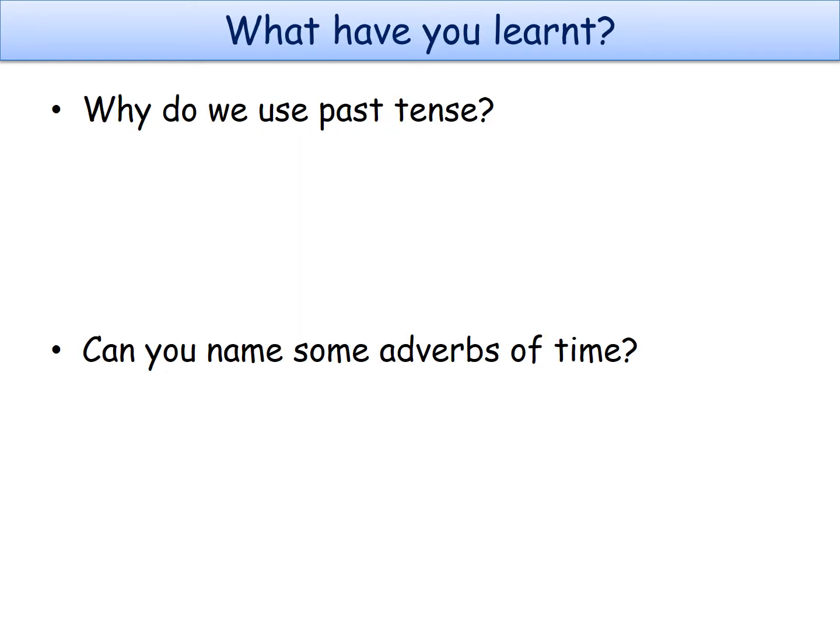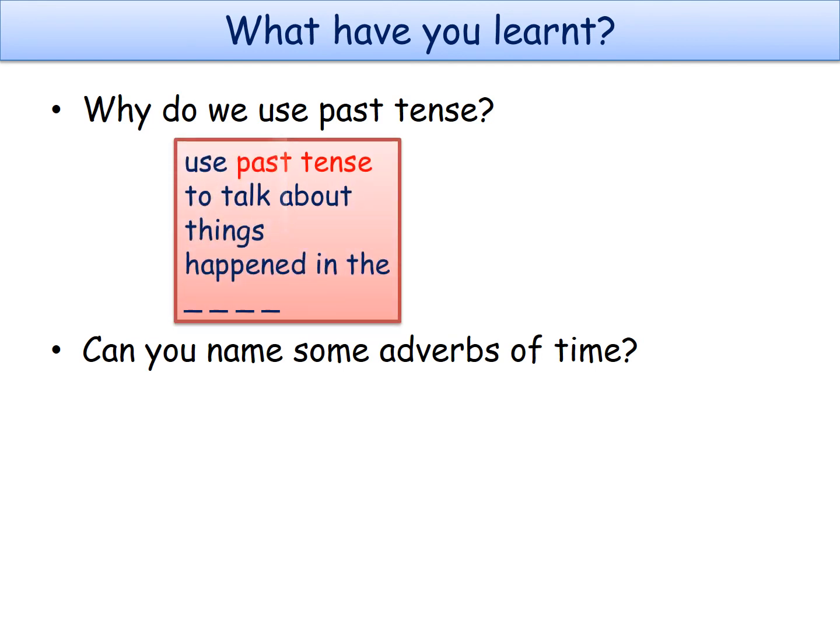Well done, you did so well. So again, what have you learned? Why do we need to use past tense? We use it to talk about things that happen in the past. Good job. And we usually add 2 letters at the end of the verbs to change into past tense. What are they?